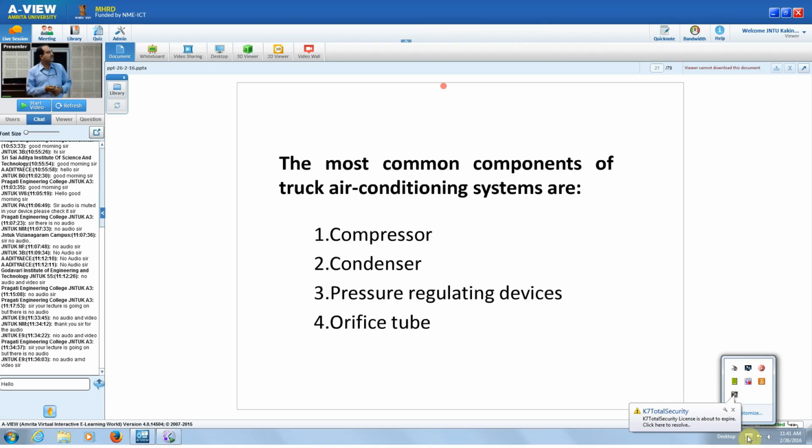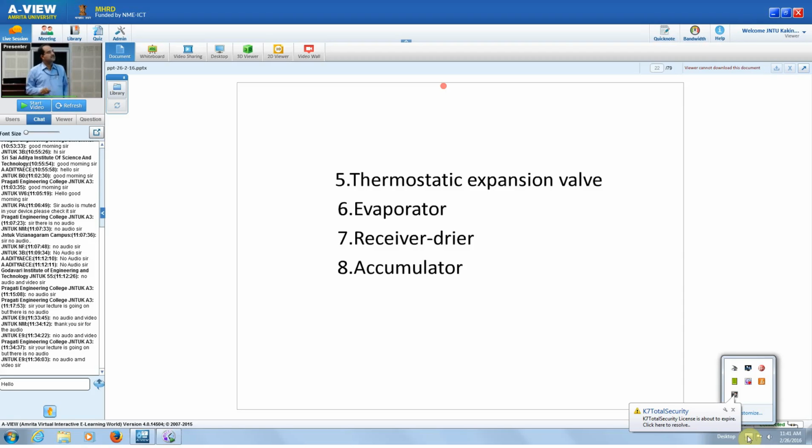The most common components of air conditioning systems are: compressor, condenser, and the pressure regulating devices, that is expansion valve, capillary tube, and thermostatic expansion valve. These models are the same. Pressure regulating valve, then the evaporator, then the receiver, dryer, and the accumulator. These are the main components in air conditioning.